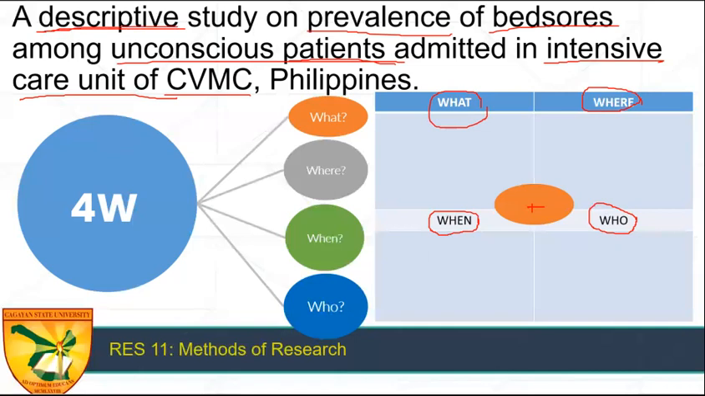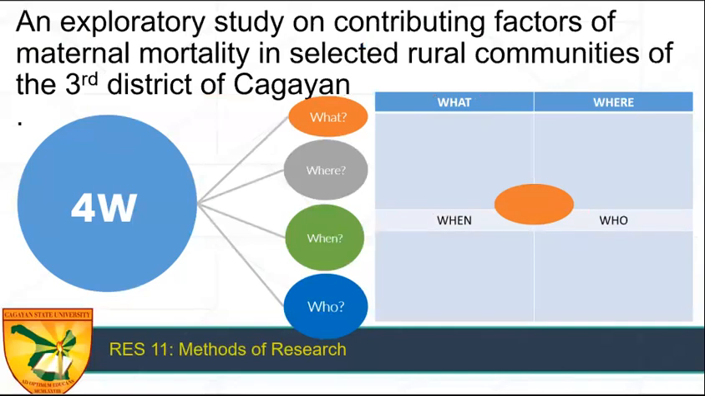Okay, so we go to the next example. An exploratory study on contributing factors of maternal mortality in selected rural communities of the 3rd District of Cagayan. Again, I'll give you 30 seconds to think about the 5 Ws, or the 4 Ws with the topic of this research problem.